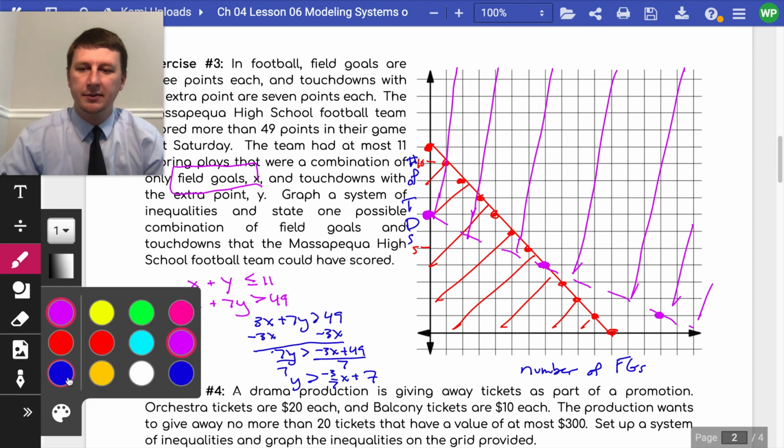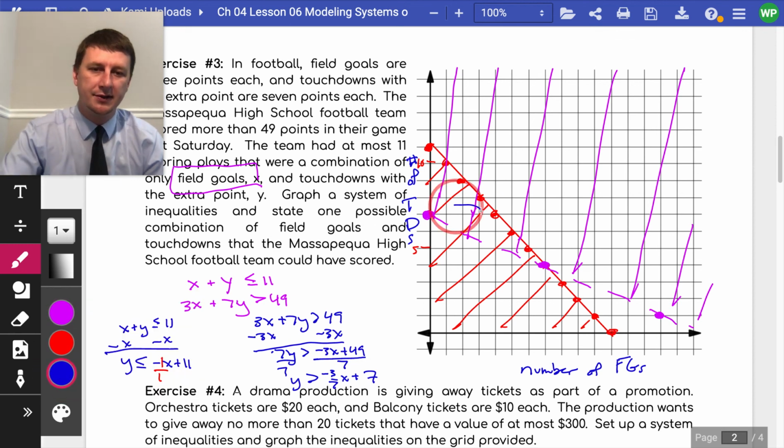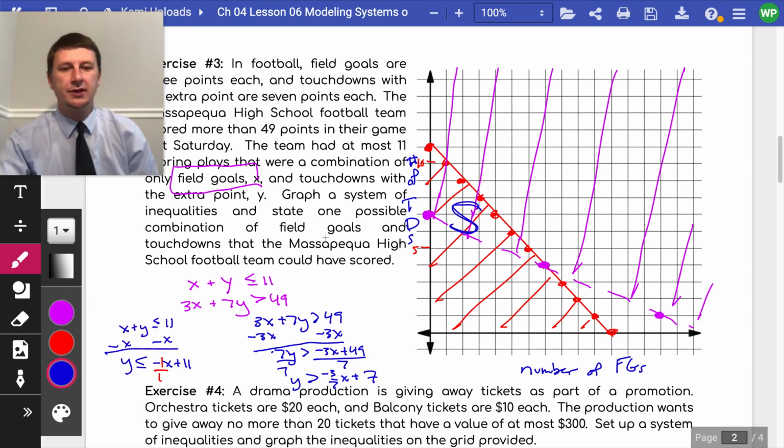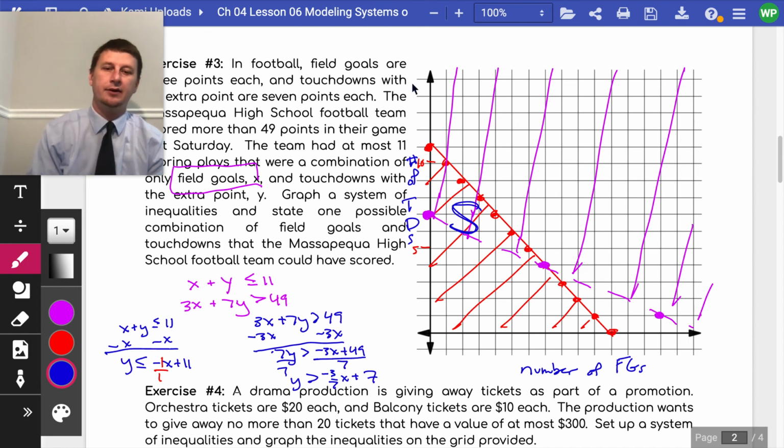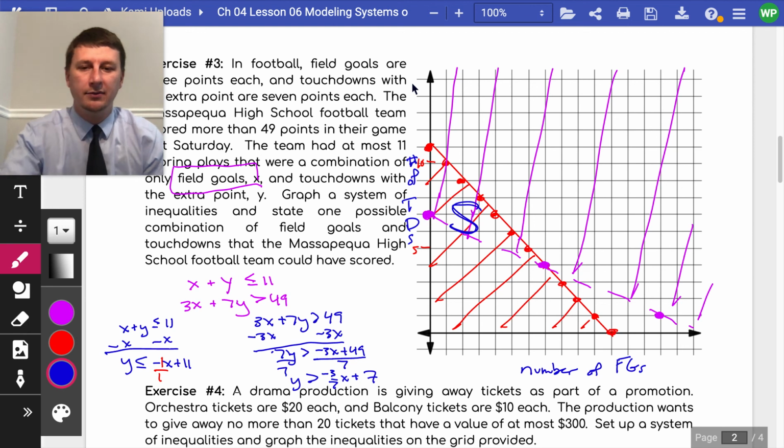But we're only concerned about one specific area, and that's the intersection right here of our solution set that we're going to label with a nice letter S. And any point in there, any integer point, because you can only score a whole number of touchdowns and a whole number of field goals. You can't score a decimal value. Any integer value point right there is a possible solution.